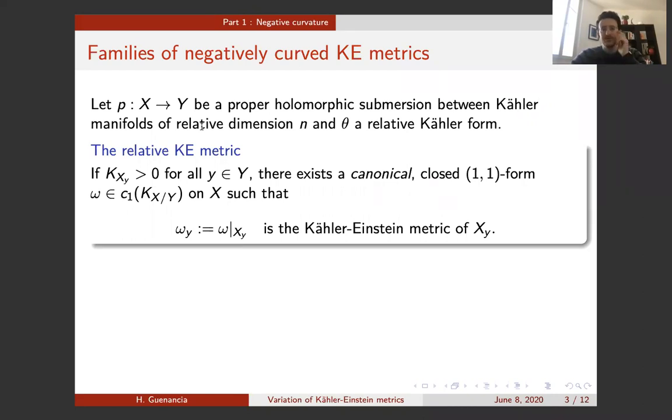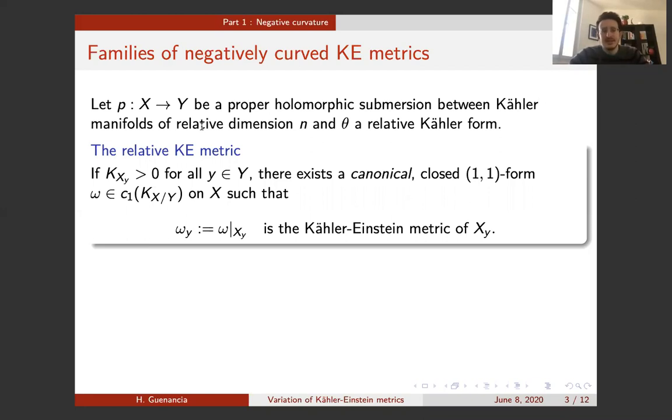Let me move on to the first part, negatively curved metrics, and more precisely families of those. The general situation is the one of a submersion p from X to Y between two Kähler manifolds, and I assume that the submersion is proper and holomorphic. So each fiber, which I wrote X_y, is a compact Kähler manifold inside X.